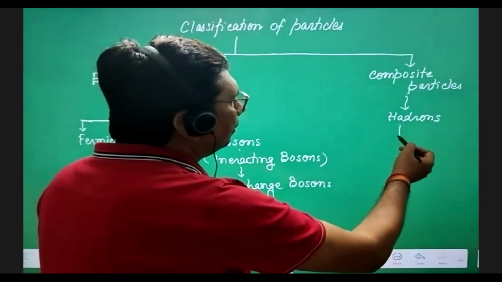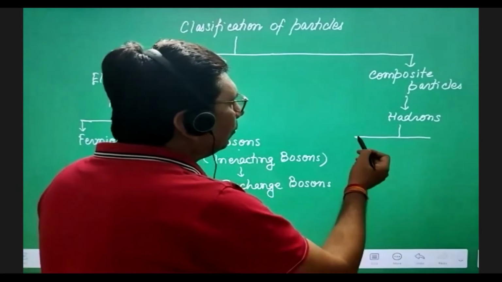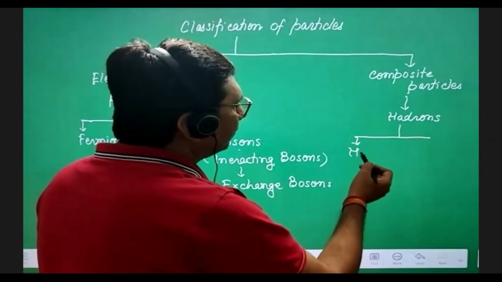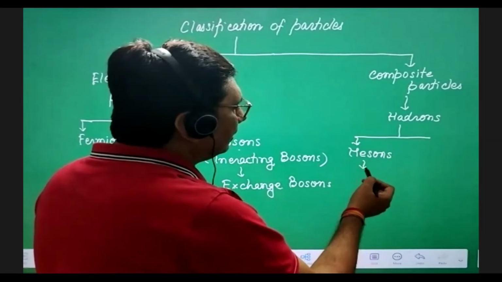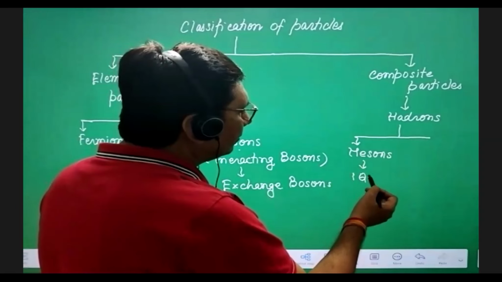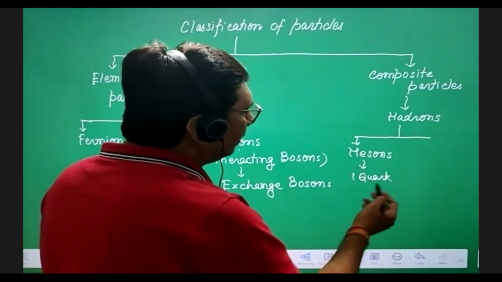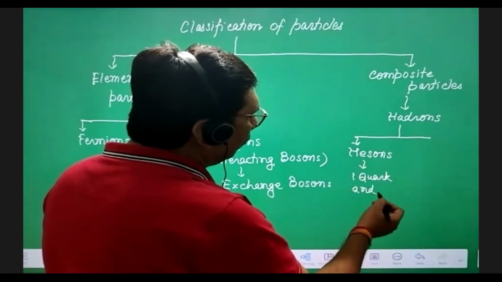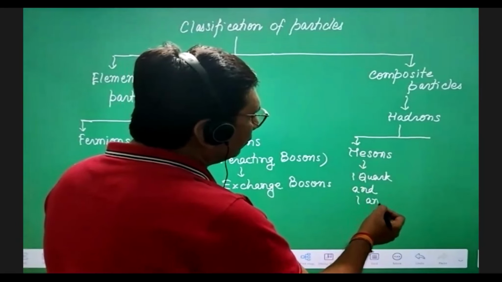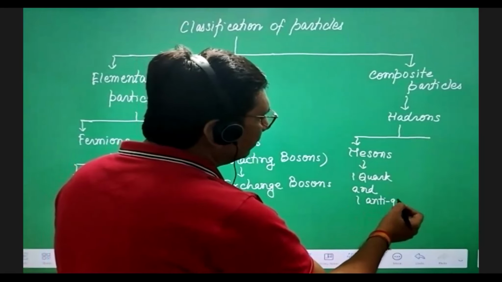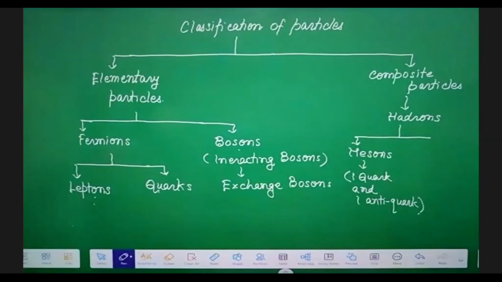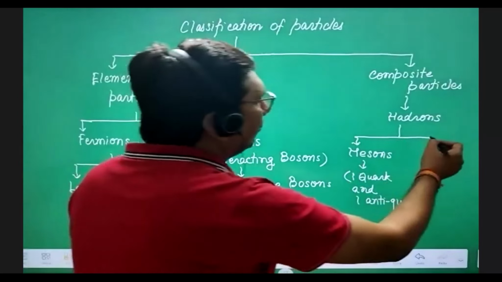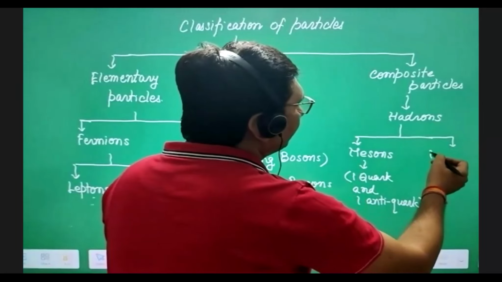Now, in hadrons, two categories are there. One is mesons. If you look at mesons, they are made up of one quark and one antiquark. All the mesons are made up of one quark and one antiquark. So their quark structure is known to you. That's why they are a part of composite particles. Second is baryons.